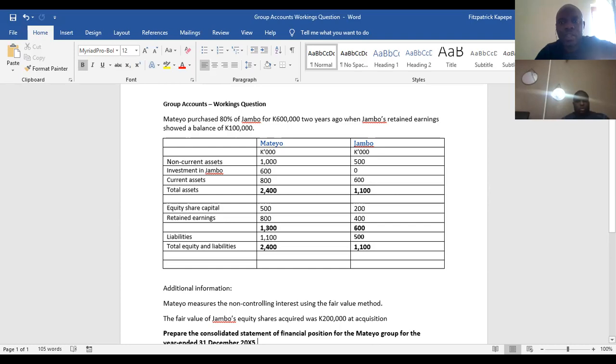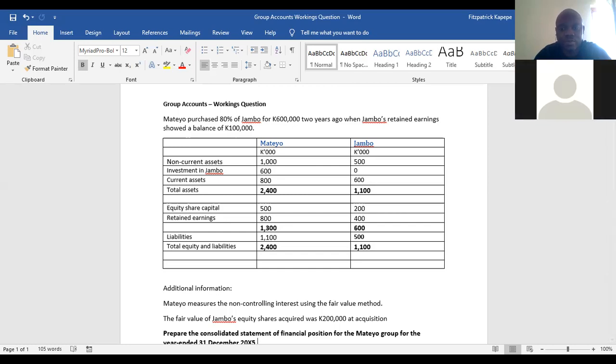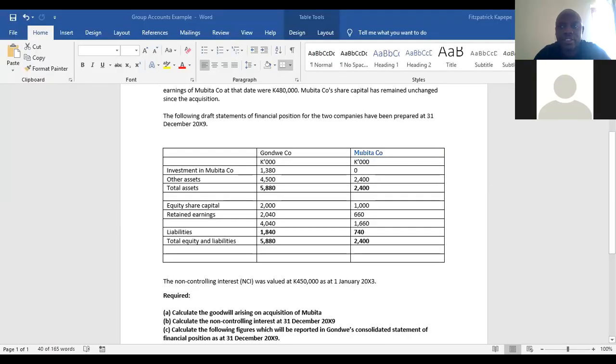Okay. The question reads, Mateo purchased, is it this one? No, not this one, not this one. Not this one. This one will be looked at later. Let me just share another one, sorry. So take a snapshot of this.